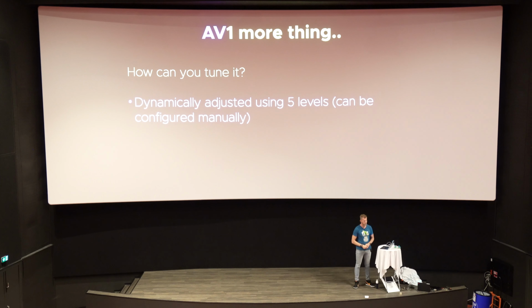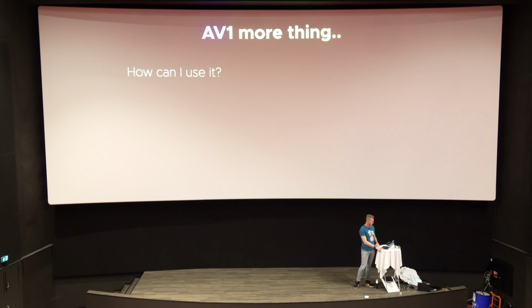It is dynamically adjusted using 5 levels, and it uses a similar algorithm to the quantization algorithm, but it does that automatically. It has 5 different steps for 5 different types of situations, varying from high quality, high bandwidth, low latency environments to high latency, low bandwidth, and it automatically adjusts the bandwidth according to the telemetry that it gets. How can I use it?